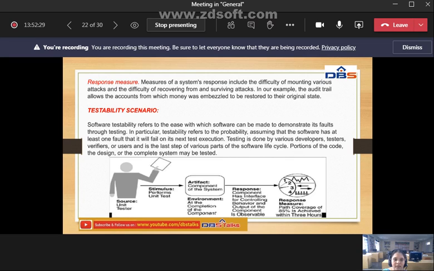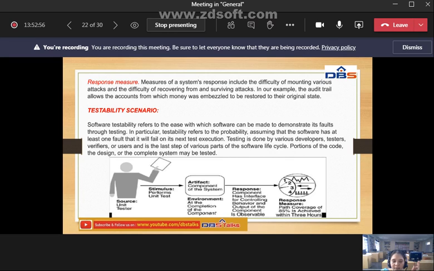Next, testers and verifiers, and users, are the last step of various parts of the software life cycle. We also know the SDLC life cycle. Testing is also one type of module. According to those SDLC steps, we already know them and can recall them. What is that?